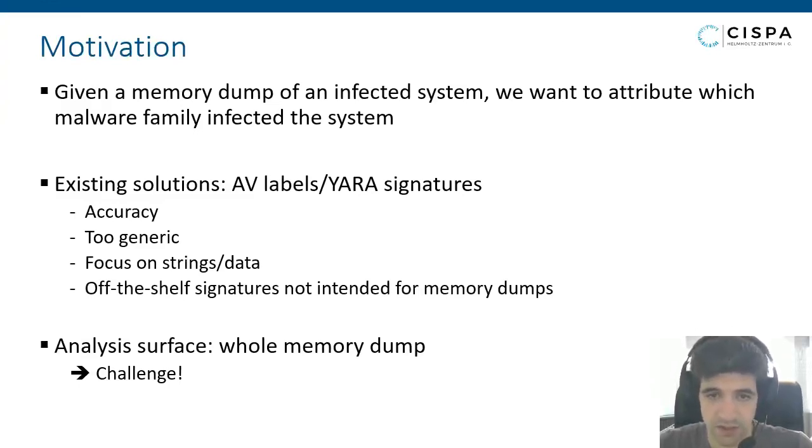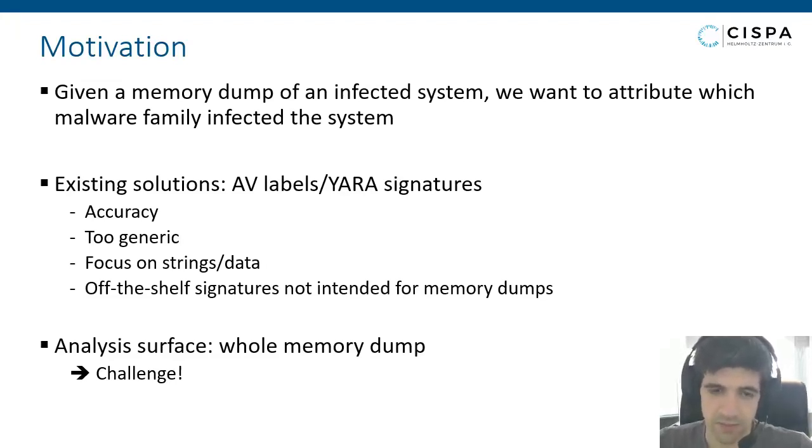Now, if we look at existing solutions that we could possibly use for such a task, there are AV labels or YARA signatures. The problem is these are usually very generic signatures, as it turns out. They are not very accurate because they mostly focus on strings and data. So if you have ever worked with YARA signatures, you probably know this, right? You apply it to a sample and it shows something that doesn't really make sense. It matches random data as belonging to a certain malware family or something like that. So it doesn't really work that well.